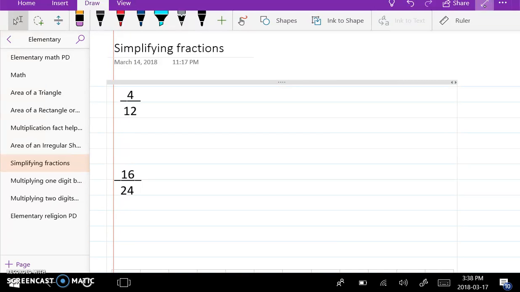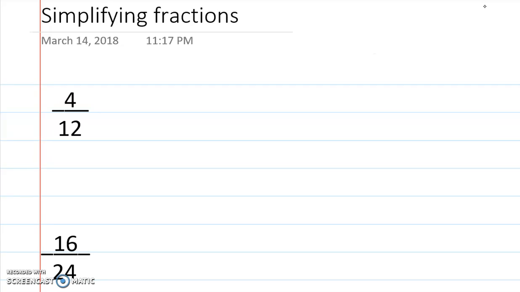Hello and welcome to my tutorial on how to simplify fractions. We're going to start with a pretty easy one, 4 over 12. So we want to find out what 4 over 12 is equal to in the simplest form we can.